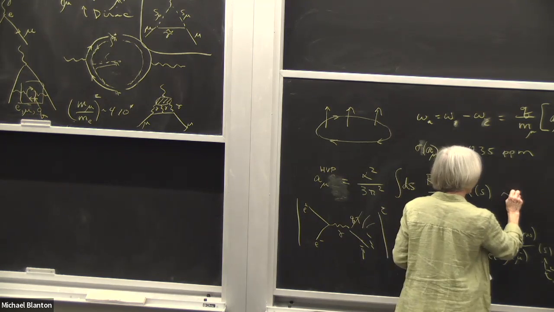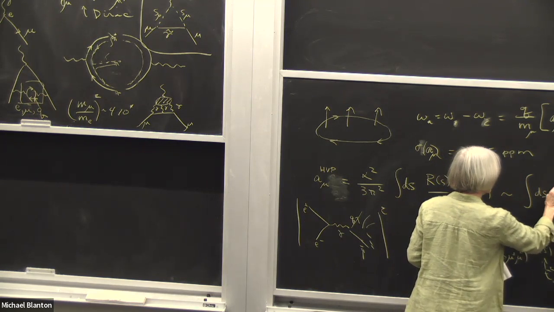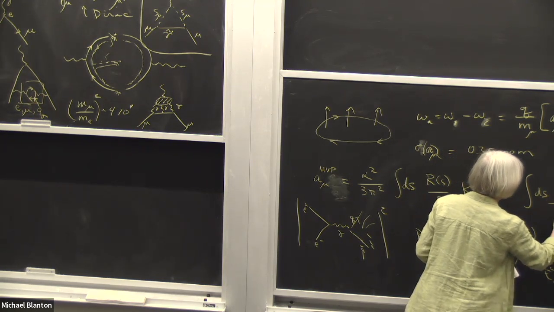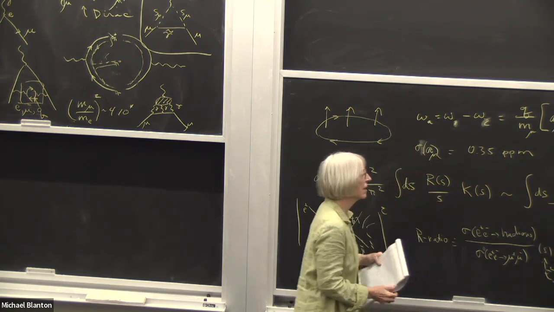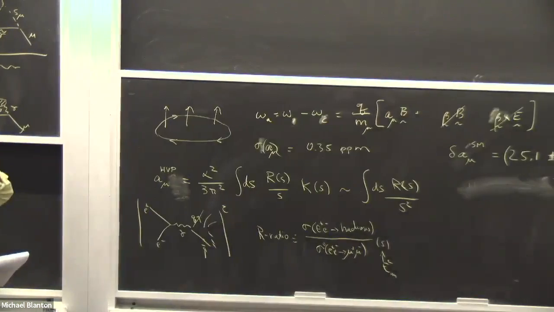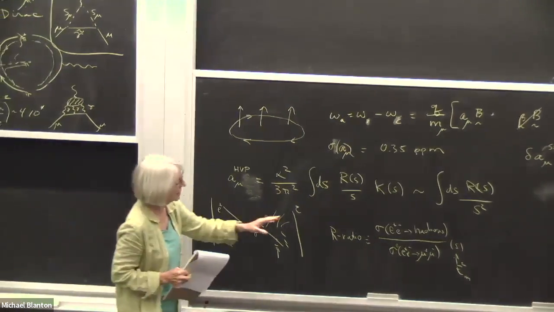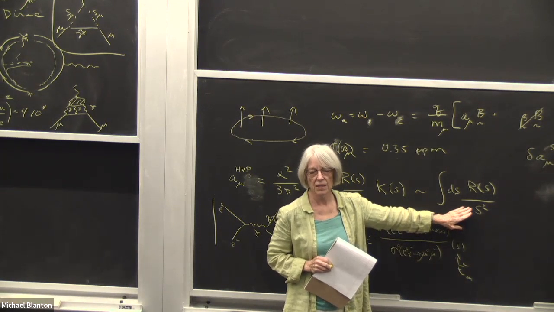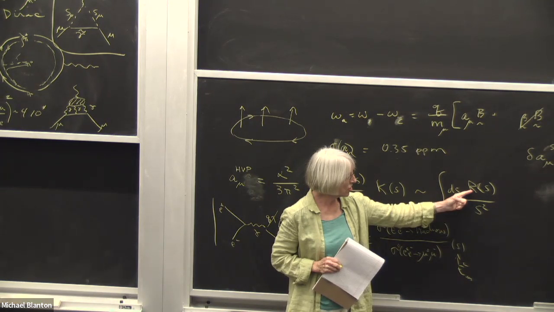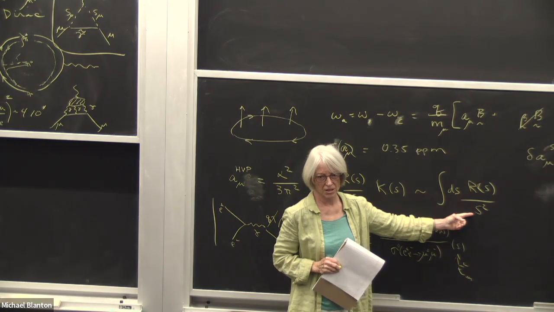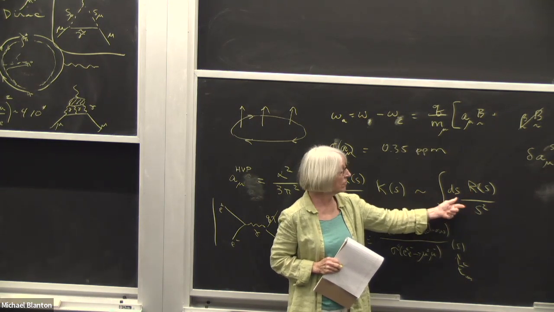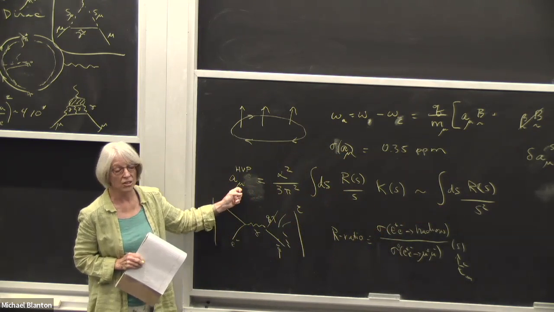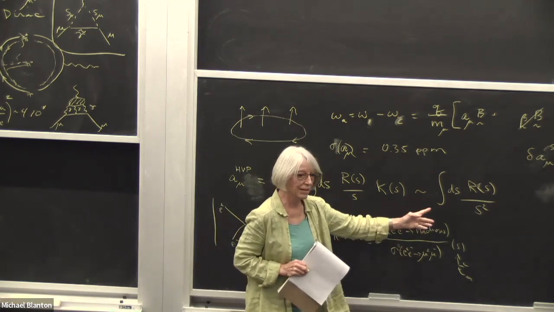And just because it's useful to keep in mind that it's some factors, more or less, this R of s over s squared. The reason for mentioning this is to call your attention to the fact that having a change in R of s at very large s will make a very much smaller contribution to the hadronic vacuum polarization than a change at much lower s.